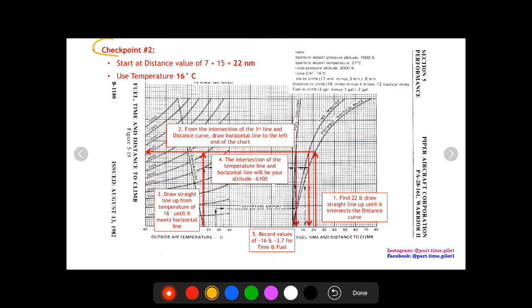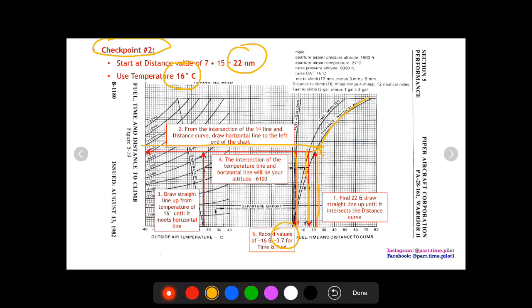Now if we go to checkpoint 2, we use a distance value of 22 and a temperature of 16. So find 22 over here, straight line until the intersection of the distance curve, horizontal line all the way over. We can get our fuel and time values. Now let's say we're finding fuel, we have a 3.7, our last one was 2.3. 3.7 minus 2.3 is 1.4. Now that would be the fuel you consumed between checkpoint 1 and checkpoint 2. The difference, not just this value.